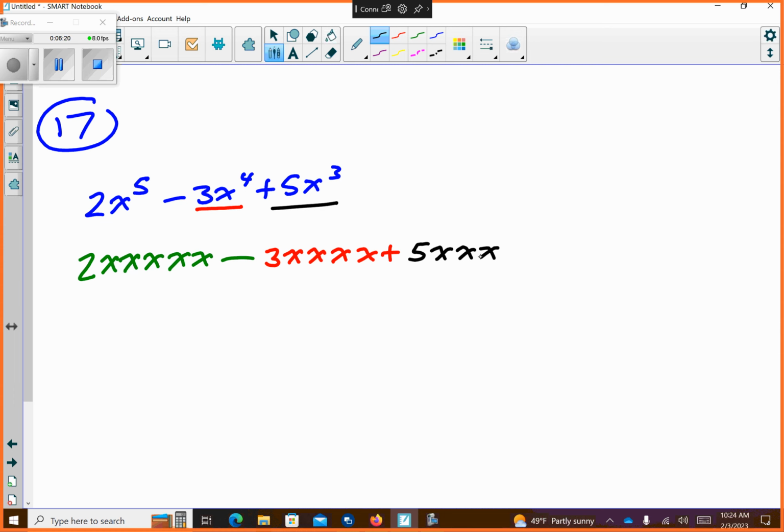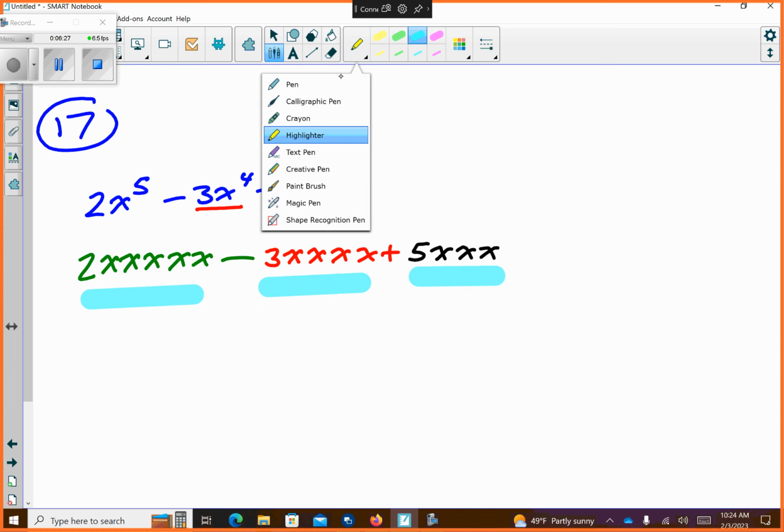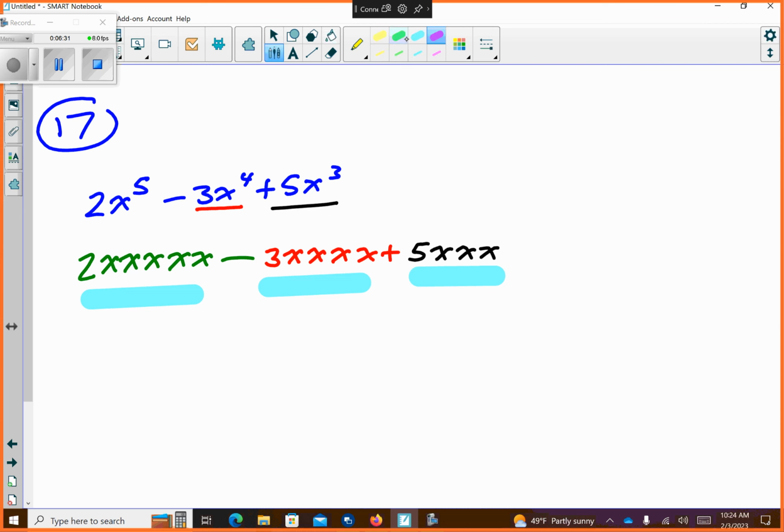We have 3 terms sitting there. What do I have in common between these 3 terms? At least 2 x's. I have how much? At least 2 x's, right? Yeah. x times x times x, x, and x.